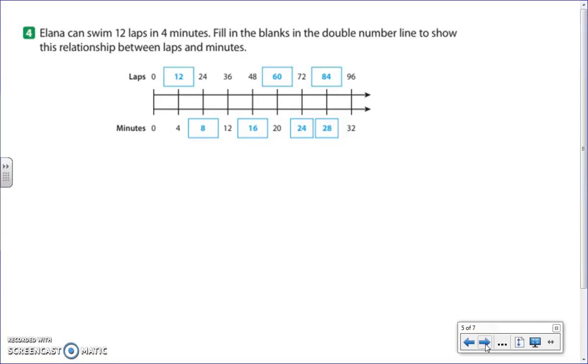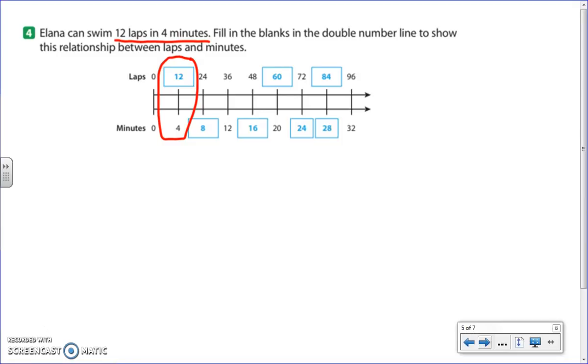Elena can swim 12 laps in 4 minutes. Fill in the blanks in the double number line to show this relationship between laps and minutes. So I believe it gives you these boxes to fill in on your paper. And the initial values that you should know to put in would be the 12, because 12 and 4 go together. And then there's a relationship.